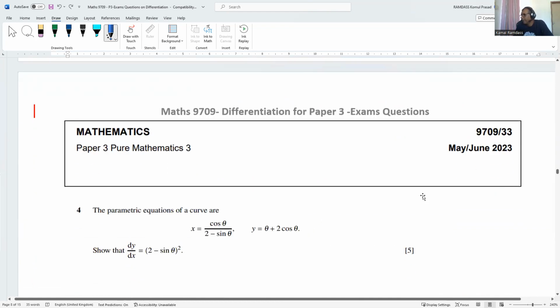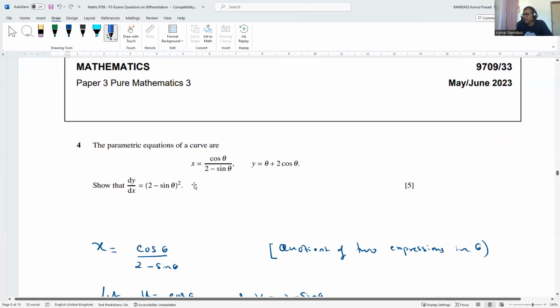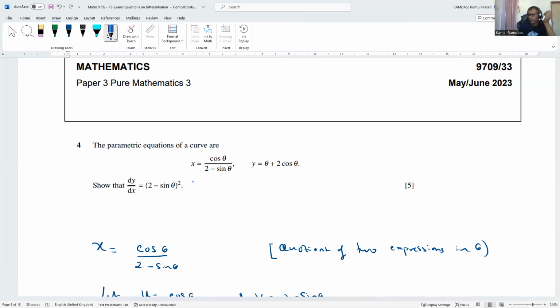Mai-juin 2023, papier 3, version 3. The parametric equation of a curve of x is equal to cos de theta divided by 2 minus sin theta. Y is equal to theta plus 2 cos de theta. Le paramètre, c'est theta. Here. Show that dy by dx is equal to 2 minus the sin theta, the whole to the square.